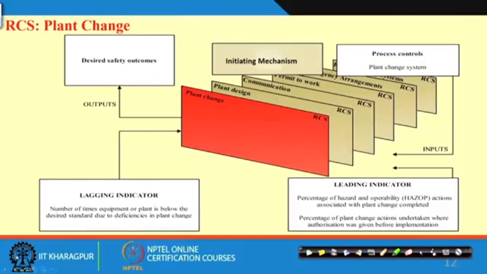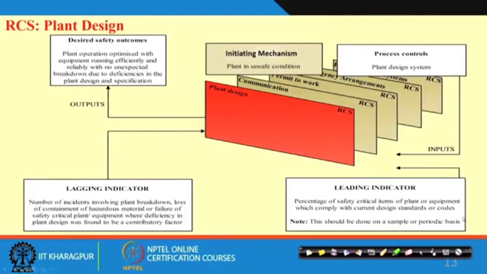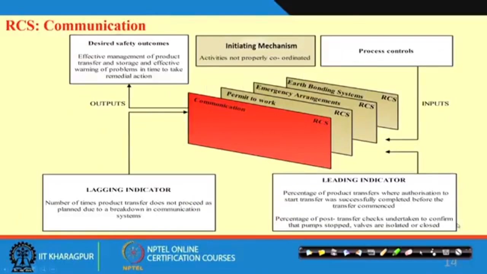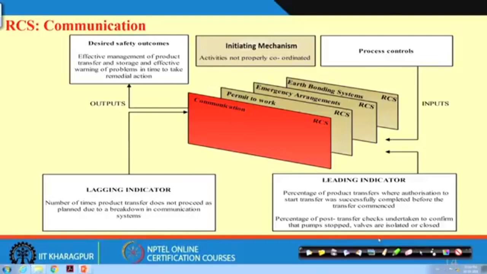Similarly, for plant change, you can give the same explanations. Plant design, communication. So, communication: activities not properly coordinated, proper communication has to be done. If communication is the risk control system, what is the outcome you expect from this? Effective management of product transfer and storage, effective warning of problems in time to take remedial action. If anything wrong is happening, it should be communicated in time so that they will understand. That is the communication. So, how many times has it not happened?